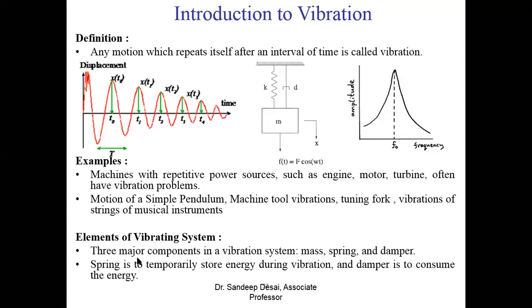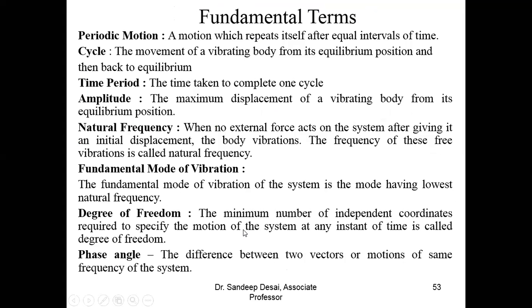Elements of vibrating system, I told you three basic elements: spring, damper, mass. It depends on what type of vibrations it is. If it is damped, then spring, damper, mass. If it is undamped, then spring and mass only. X is amplitude of vibration, F is force of excitation. These are some fundamental terms based on the earlier figures that I have shown you.